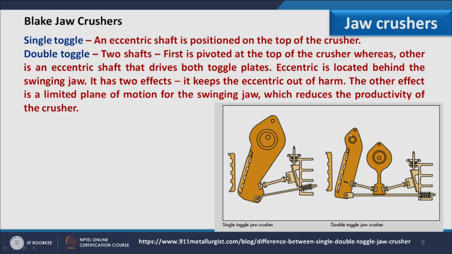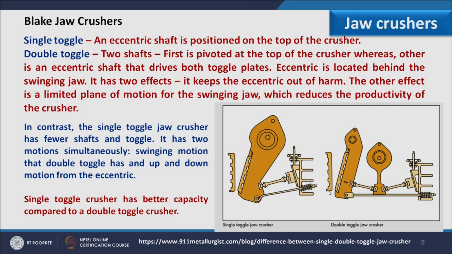Like here we have the pivoted jaw. So, due to the placement of the eccentric jaw just behind this, it has less opportunity to move forward as well as backward. So, it is less productive.